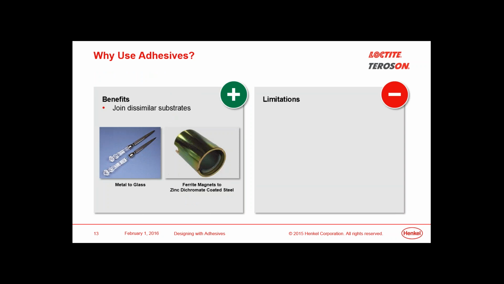We'll go quickly through some of the benefits of why you use an adhesive, and then talk about some of the limitations as well. One of the biggest advantages of adhesives is that you can join dissimilar substrates, whether you're bonding plastics to metals, or crystal to metals as you see in this culinary application, or ferrite magnets to zinc dichromated steel, as you can see in this motor bonding application here. So that's one of the primary benefits of using an adhesive.